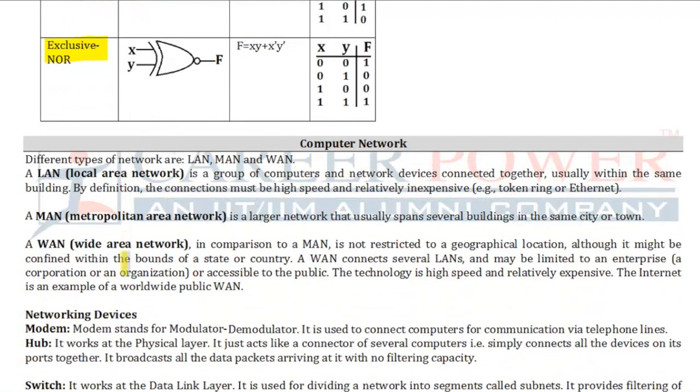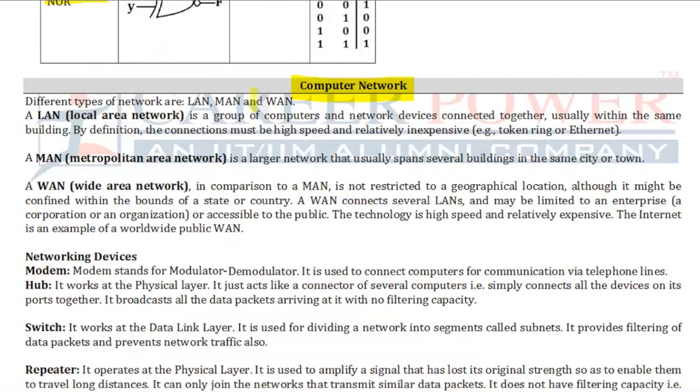Now, one very important topic, computer network. So, students, in computer network, a network is categorized as LAN, MAN and WAN, where LAN is abbreviation for local area network, MAN stands for metropolitan area network, and WAN is wide area network. See, LAN pertain to a lesser geographical location, that is within a building or a home network, whereas MAN is a larger network that usually spans over several buildings. And WAN, as the name specifies itself, is a larger area network, that is a wide area network.